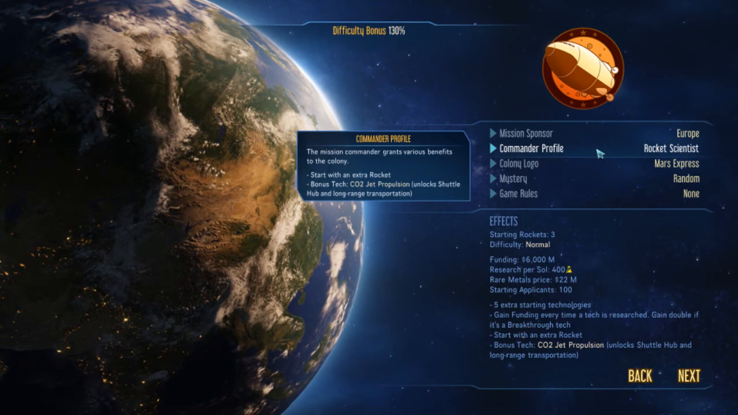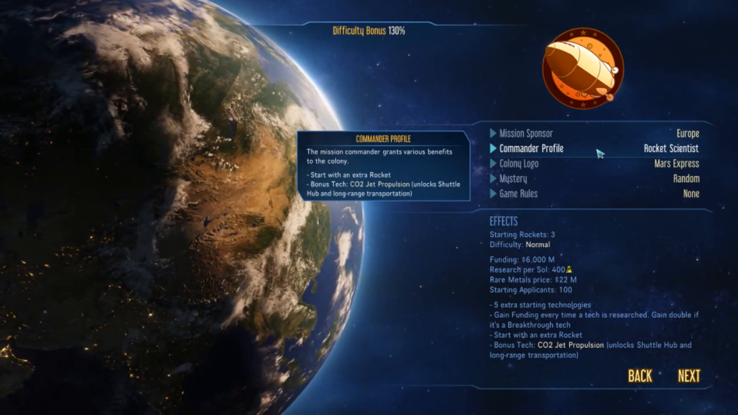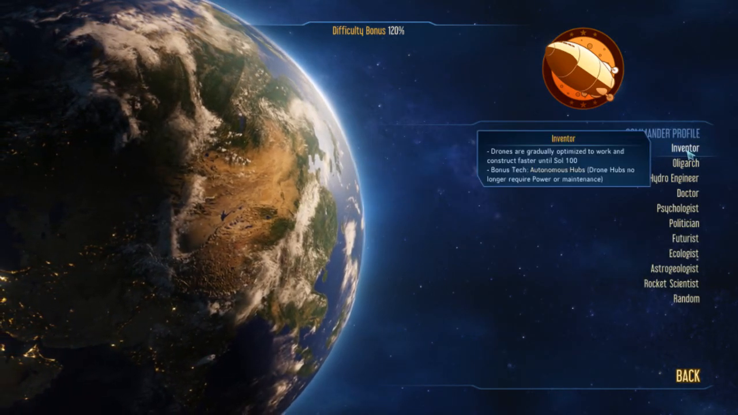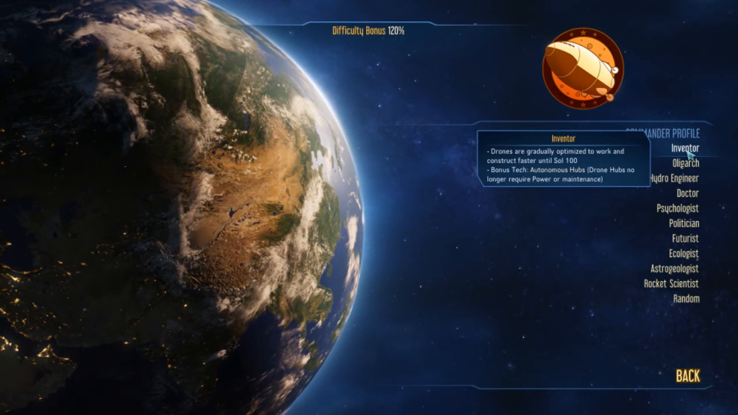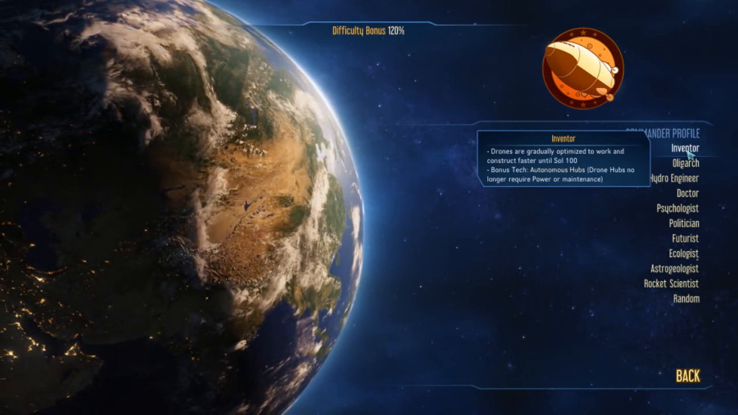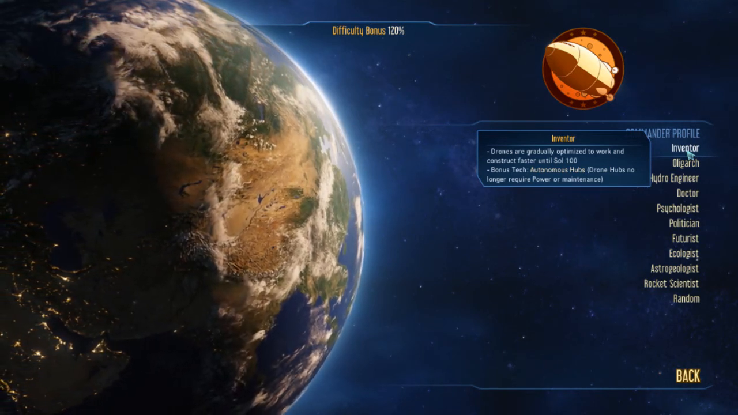Alright, Commander Profile. So this is the one that you would take if you're playing the Church of the New Ark and didn't want to do anything crazy. You start off with an extra rocket if you want to with the Rocket Scientist. The Inventor here, drones are gradually optimized to work and construct faster until Sol 100. Essentially, the Inventor allows you to build things a little bit more quickly and a little bit more efficiently, which can be useful in this game.